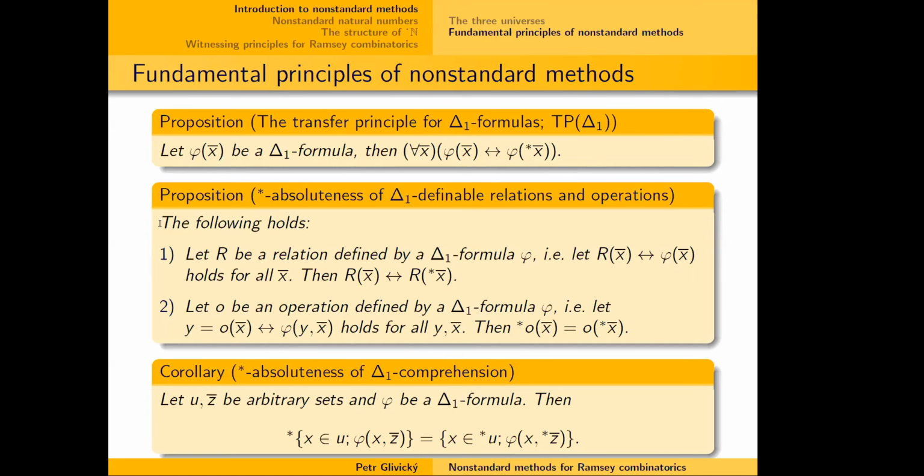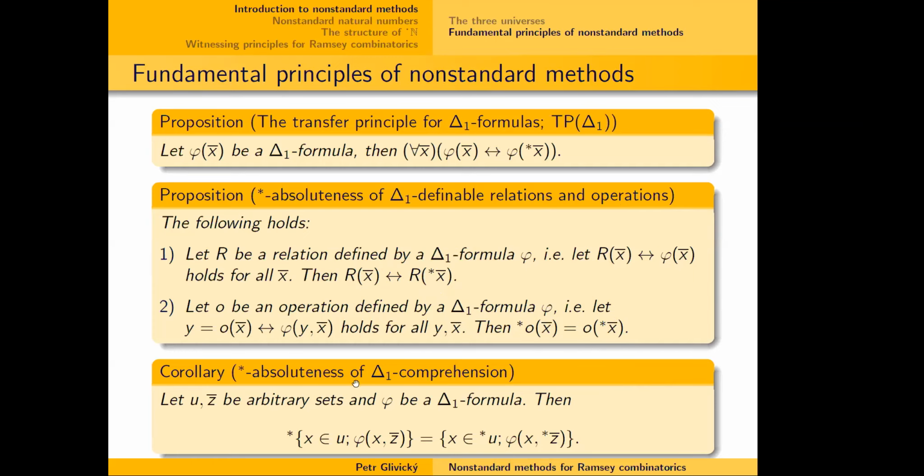Okay, so now the consequences of this include absoluteness, or star absoluteness, of delta 1 definable relations and operations. So whenever a relation or an operation is definable by a delta 1 formula, then it's also absolute with respect to the mapping star. So in this sense, R(x) is equivalent to R star of star x, or for an operation, star of the operation is the operation on the star arguments, for delta 1 definable, which is most of the basic set theoretic relations and operations.